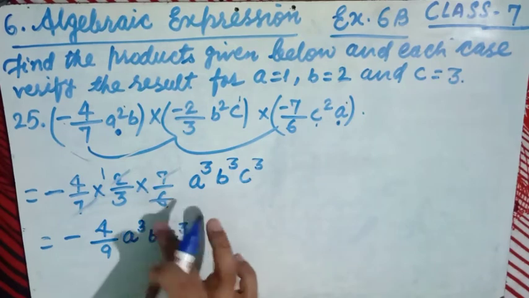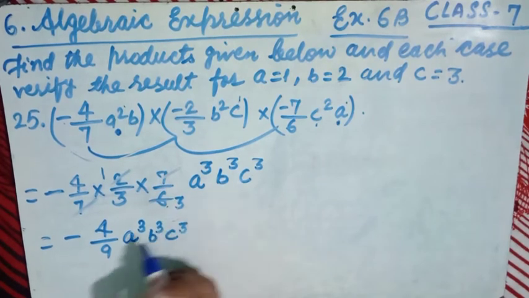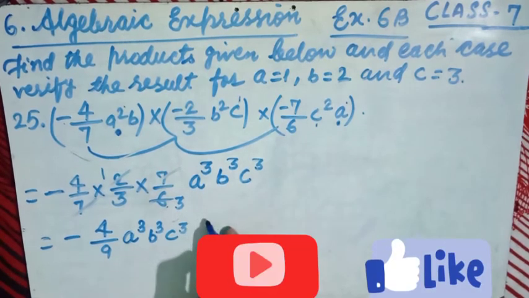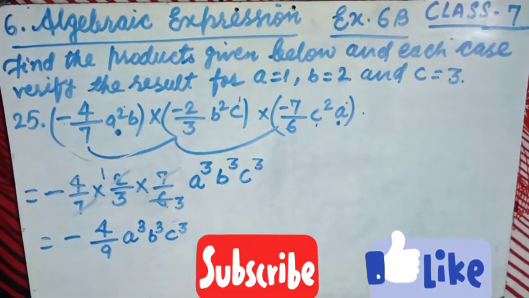3 means cube. A raised to the power 3, b raised to the power 3, or c raised to the power 3. This is your first answer. This is your product. I hope it is clear.